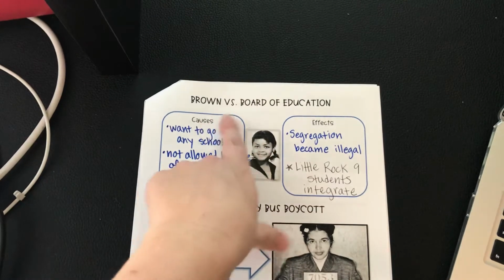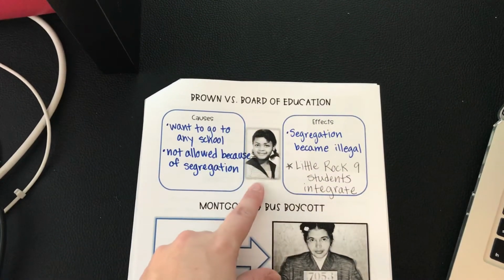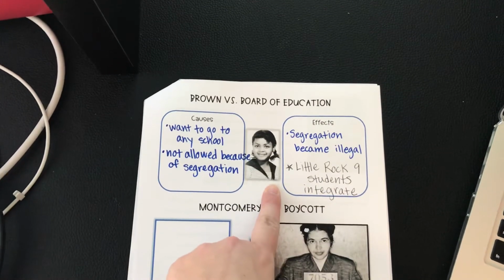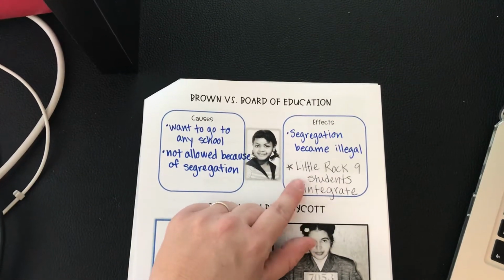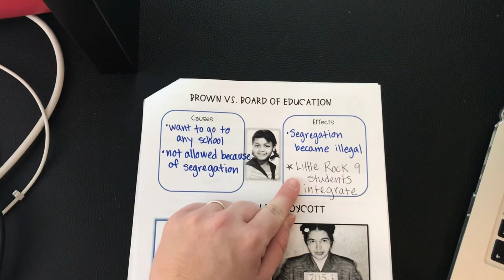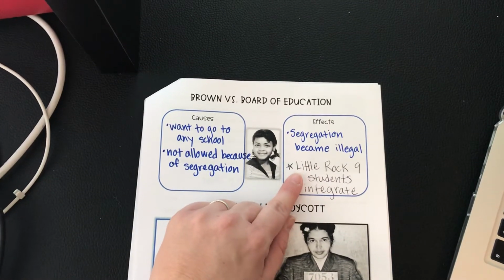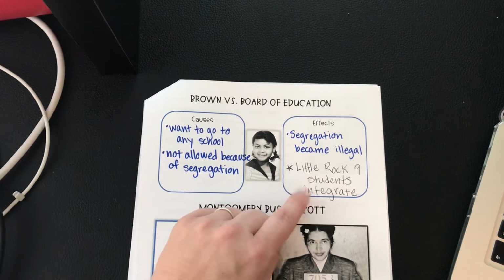But because of cases like this and people willing to stand up for what they would like to do and believe in, that changed a lot of things. And we saw a very important story about this, a group called the Little Rock Nine. So we watched a video about this together. It says Little Rock Nine students integrate. So let me go back to my notes here.